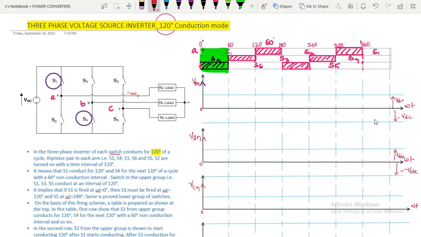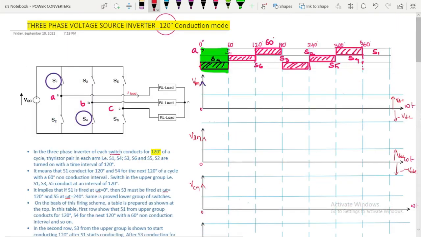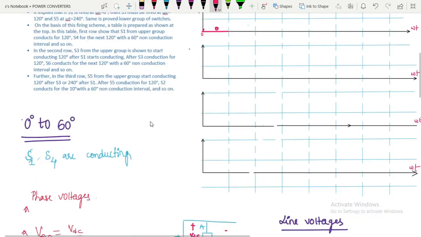VAN is plus VDC by 2 for 0 to 60 degrees. So VAN is plus VDC by 2, and VBN is minus VDC by 2, half of this peak here. This is plus VDC by 2, this is minus VDC by 2 here, and VCN is 0 here.